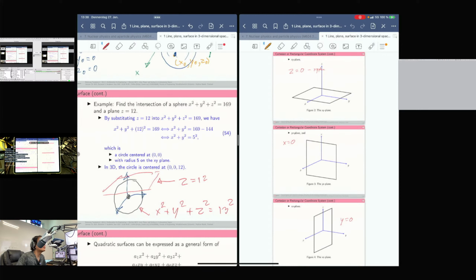two surfaces, actually, because a plane is also a kind of surface, right? So what is the intersection result between the plane, which is denoted by z equals 12, and the sphere, which is denoted by x squared plus y squared plus z squared equals 13 squared?